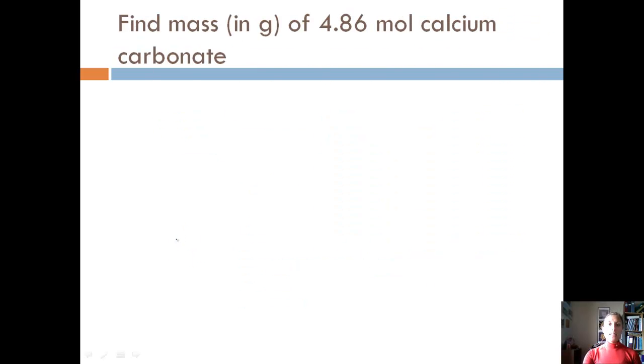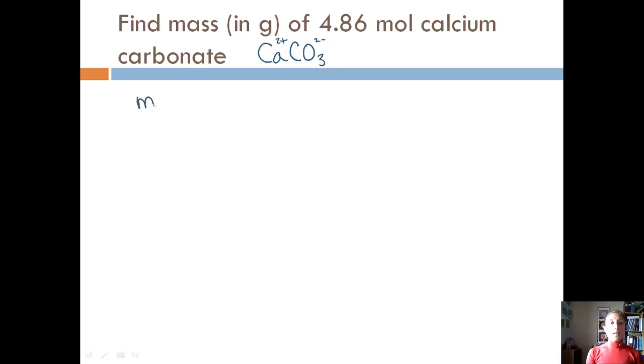Okay, first let's find the mass in grams of 4.86 moles of calcium carbonate. Now, first thing we need to do is figure out how to write calcium carbonate. Well, calcium is Ca, it's a 2+. Carbonate from your polyatomic sheet is CO3, 2-, and so we have a 2+ and a 2-. 1-to-1 ratio is good, so calcium carbonate is CaCO3.